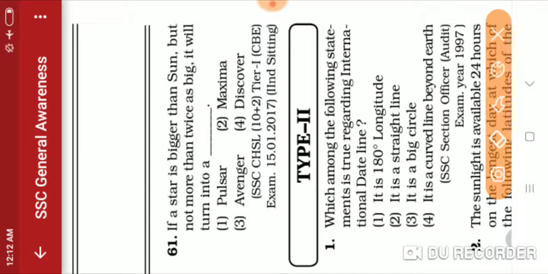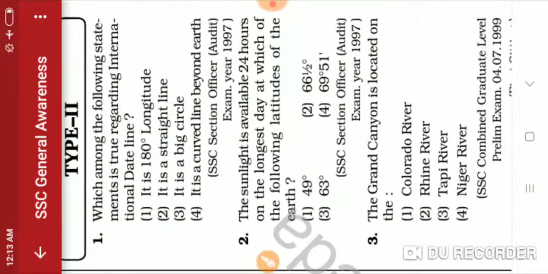If a star is bigger than the sun, but not more than twice as big, it will turn into what? When the star is bigger than the sun, it will be a pulsar. It will start revolving very fast, and eventually it will die. Okay. Now next question.